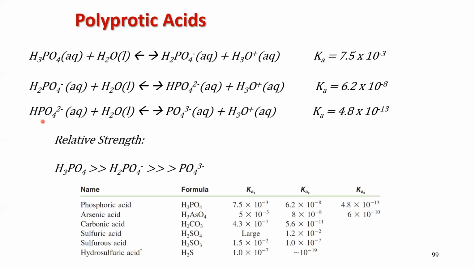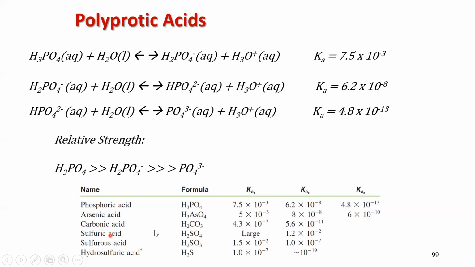Now, there are several different polyprotic acids. We looked at phosphoric acid already. If we look at arsenic acid, it's a triprotic acid. It's got 3 acidic protons. There are 3 steps. And notice the Ka values get smaller and smaller as we go down. Carbonic acid is a diprotic acid. It has 2 steps.